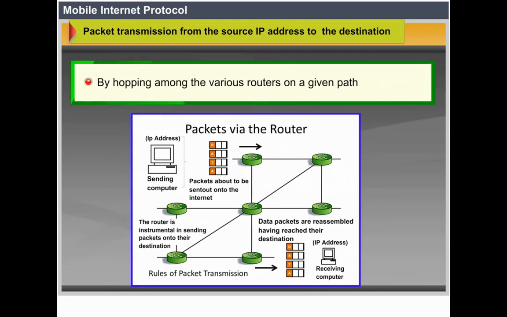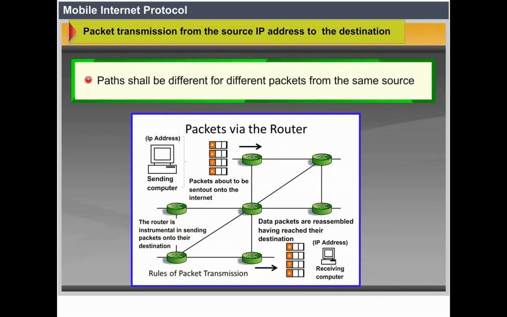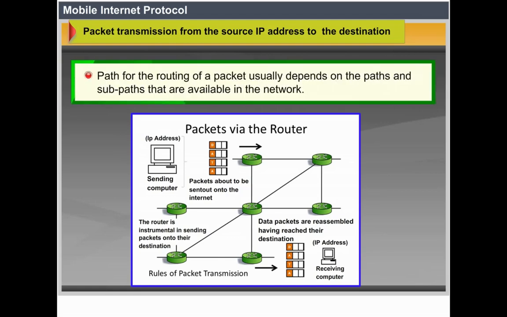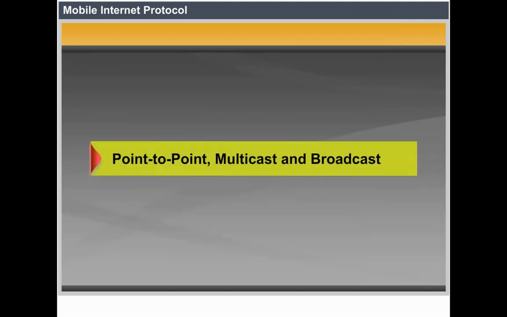By hopping among the various routers on a path. Paths can be different for different packets from the same source. The path for the routing of a packet depends on the paths and subpaths which are available in the network at a given instant. Point-to-point, multicast and broadcast.